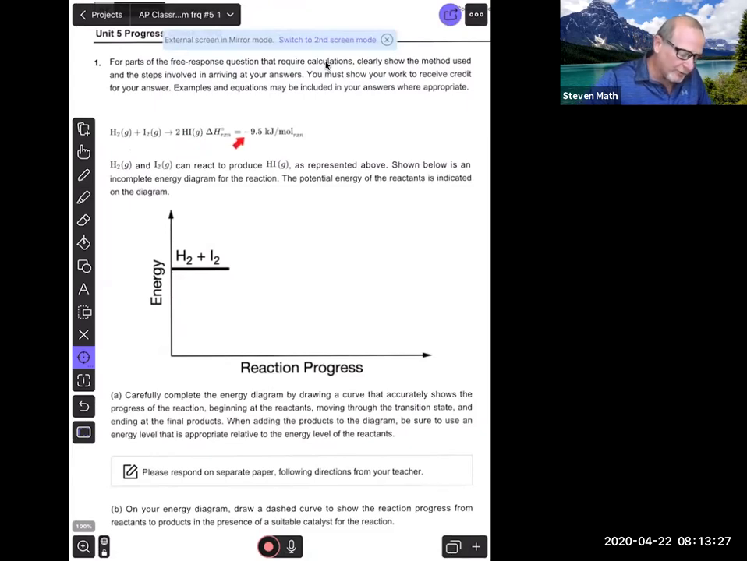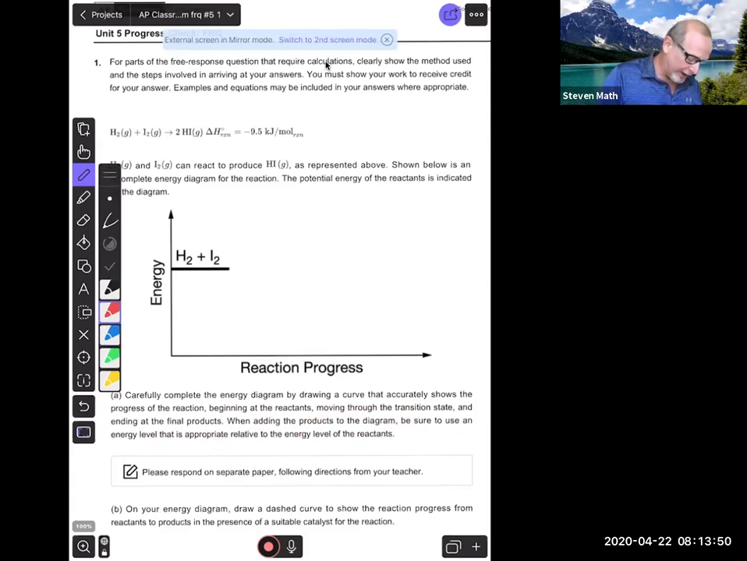HI. And in this case, we have an exothermic reaction. It basically says carefully complete the energy level diagram by drawing a curve that accurately shows the progress beginning at the reactants, moving through a transition state, and ending at products. When adding the products to the diagram, be sure to use an energy level appropriate. So they're trying to be nice and say, hey, by the way, remember it's exothermic, so draw us there.